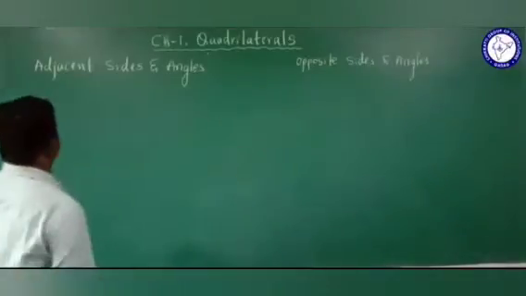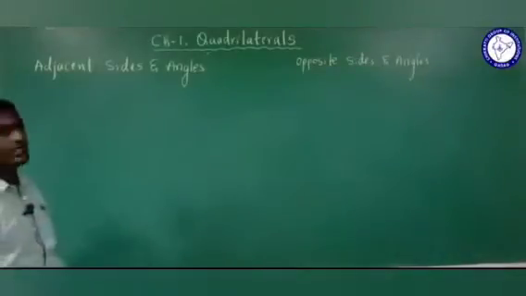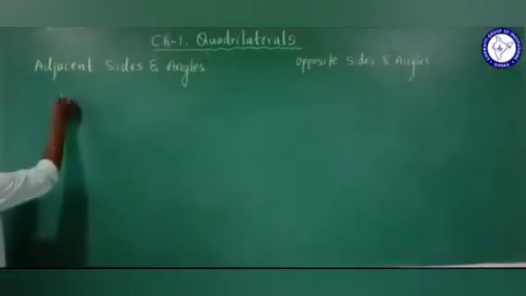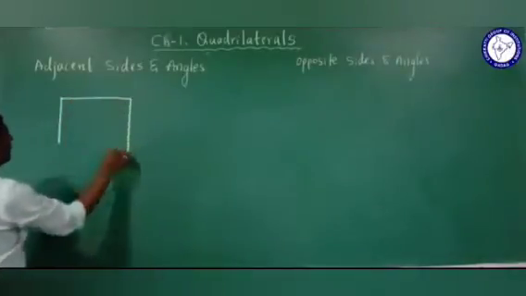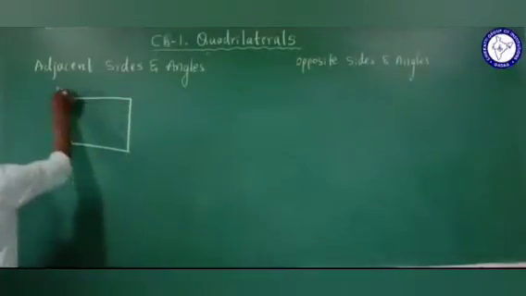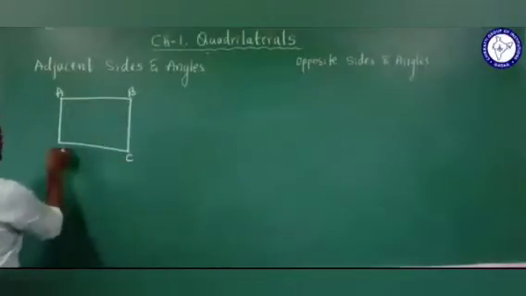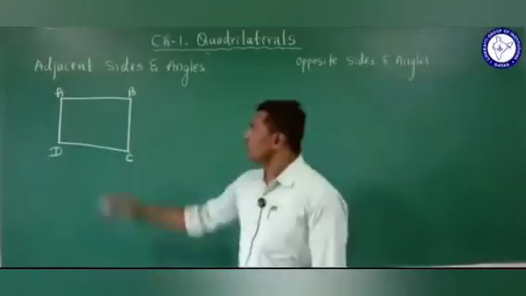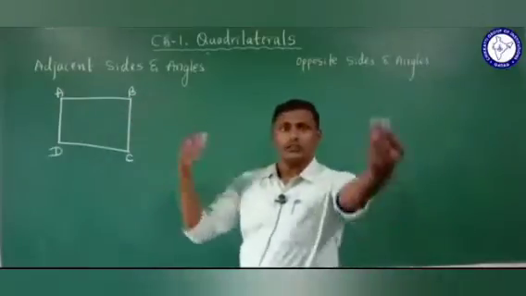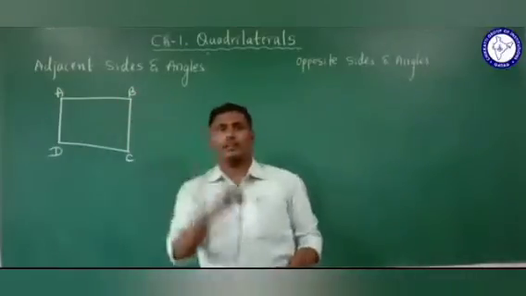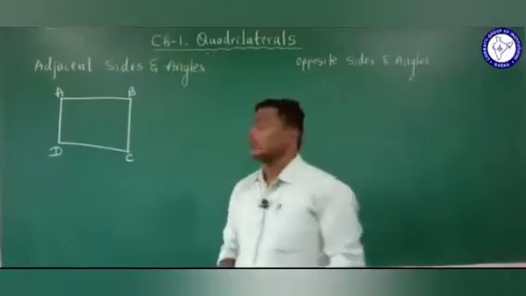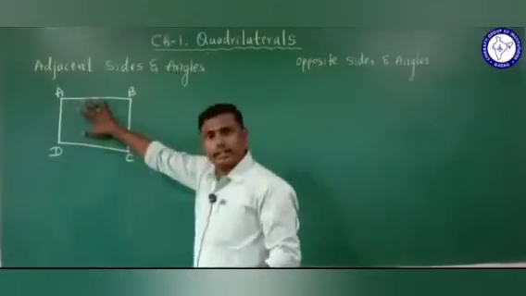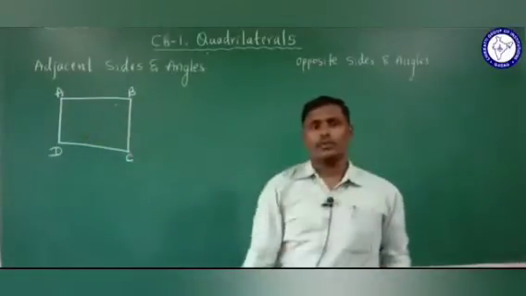Let's take one example related to adjacent sides and adjacent angles. Suppose I take a rectangle ABCD. ABCD is a rectangle, right? How many sides are there here? Obviously 4 sides, 4 angles and 4 vertices. So this rectangle has 4 sides, 4 angles and 4 vertices.